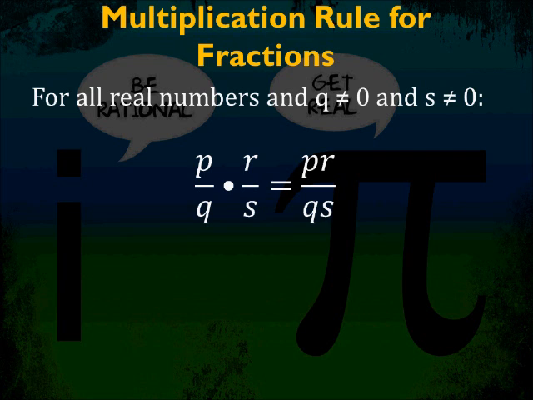For all real numbers p, r and q, s not equal to 0, because you can't have a 0 in the denominator, p over q times r over s equals pr over qs. When you multiply fractions together, you are basically just multiplying the top, going across, and the bottom, going across. So pr over qs equals p over q times r over s. That shouldn't be that difficult to remember.